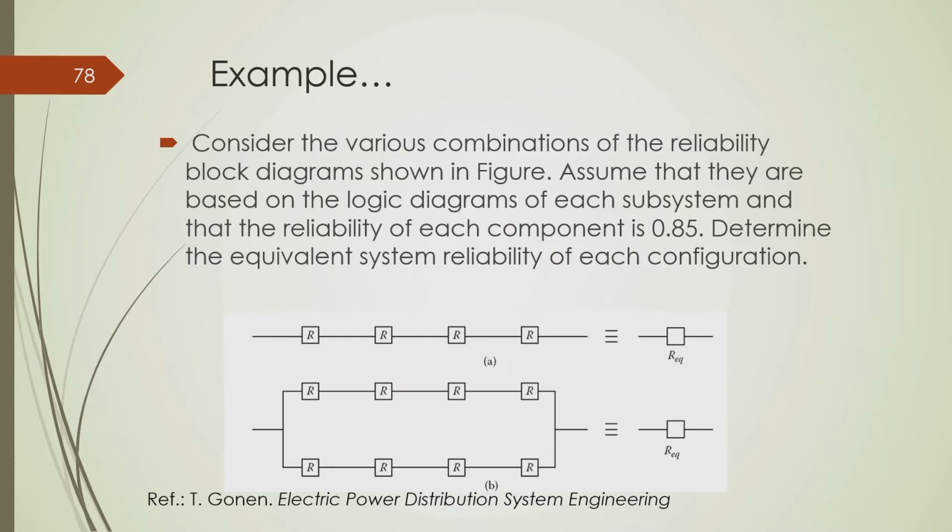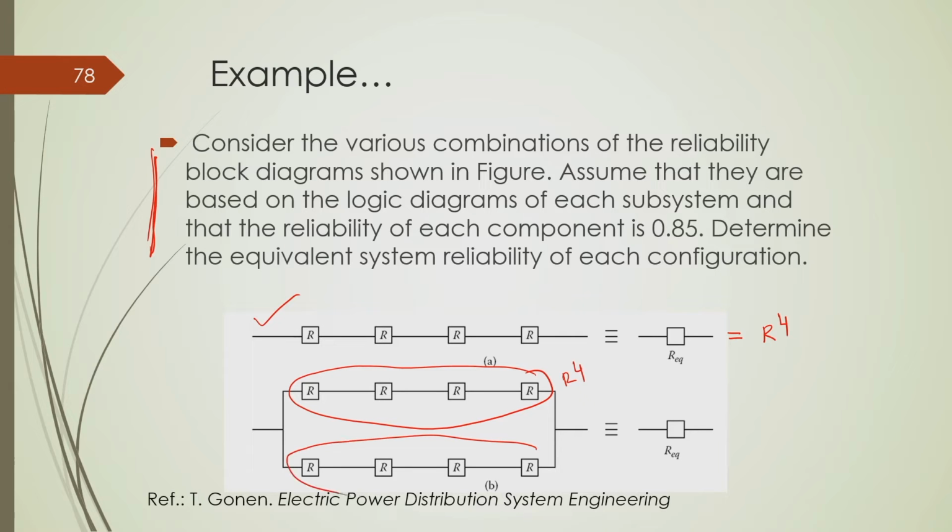Now, we have some examples, these are easy examples only. You need to determine the composite or equivalent reliability of several subsystems connected in different fashion. For example, here 4 units are connected in series. So, composite reliability R equivalent will be equal to R to the power n, sorry, here n is equal to 4. So, we can directly write R to the power 4. Similarly, the reliability of this branch will be R to the power 4 and this will also be R to the power 4, and they are in parallel.